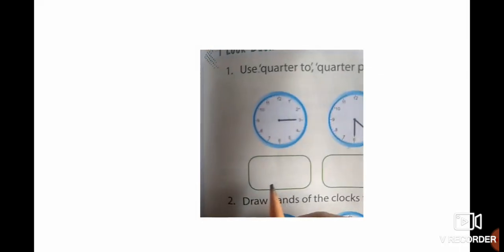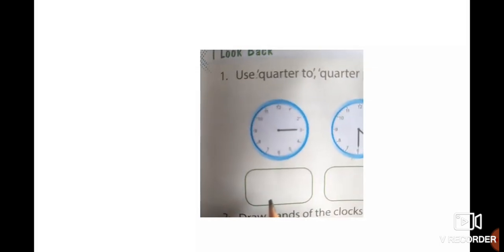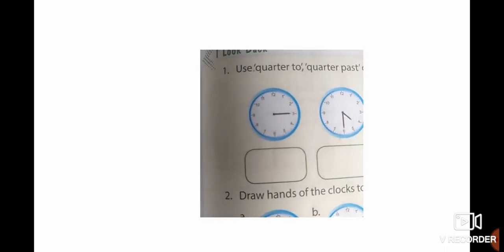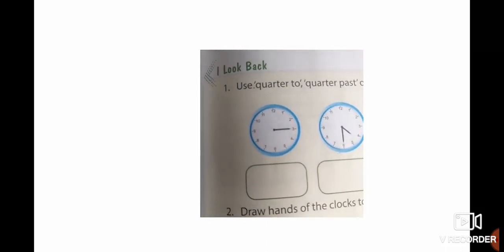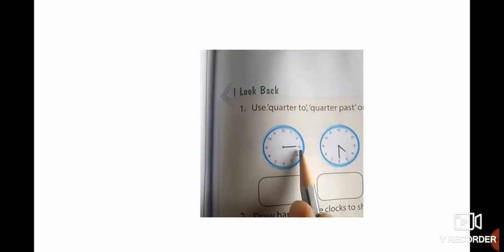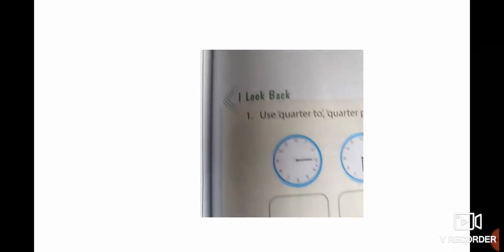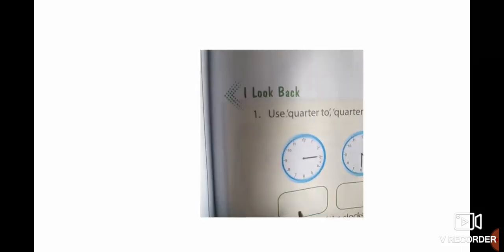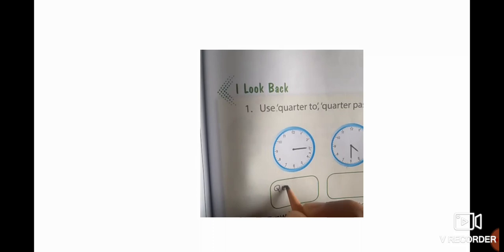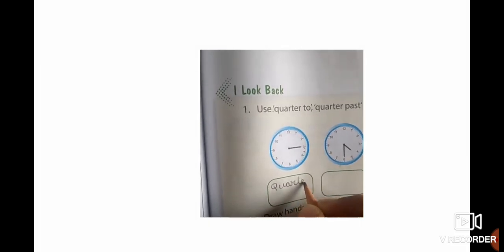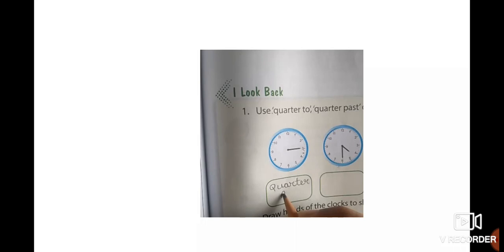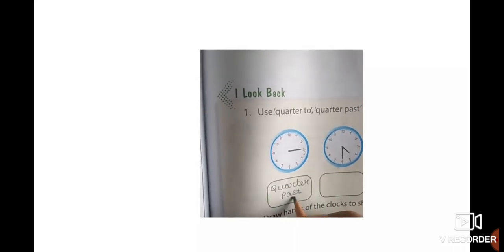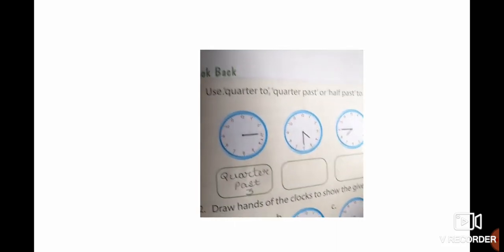So students, here we can see that the minute hand is there on 3, as well as the hour hand is also there on 3. That means what? We are going to write the time as quarter past. When minute hand comes on 3, it shows the time quarter past. So here quarter past 3. So we are going to write the answer. We are going to write quarter past 3 because our hand is also there on 3.